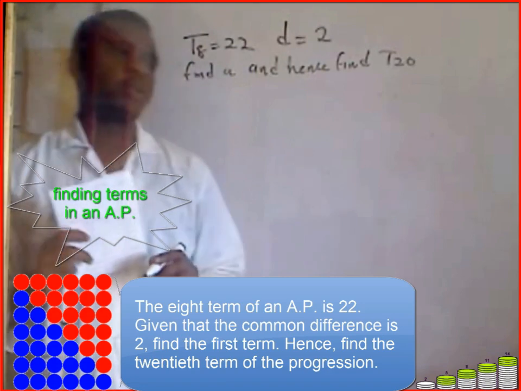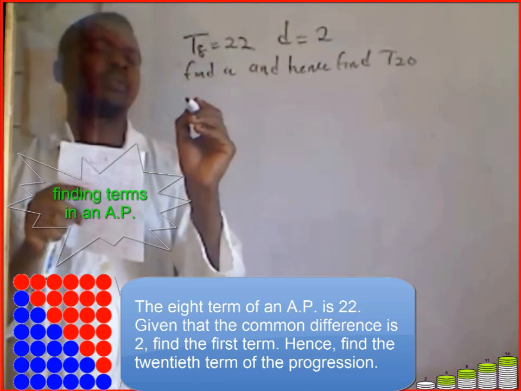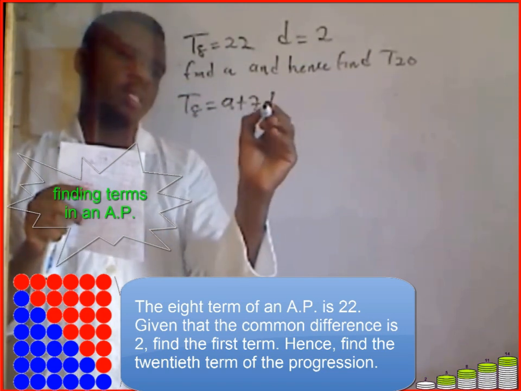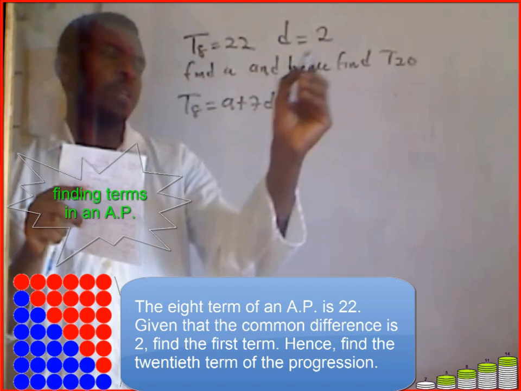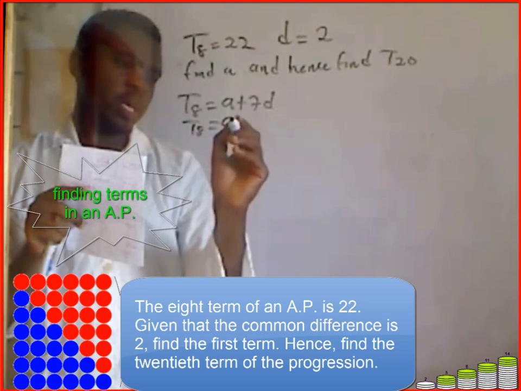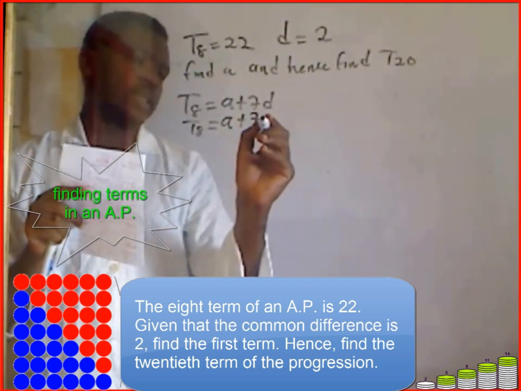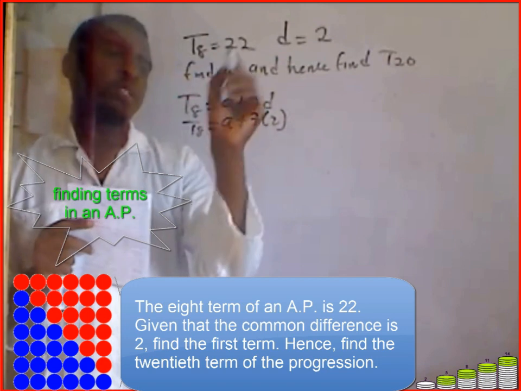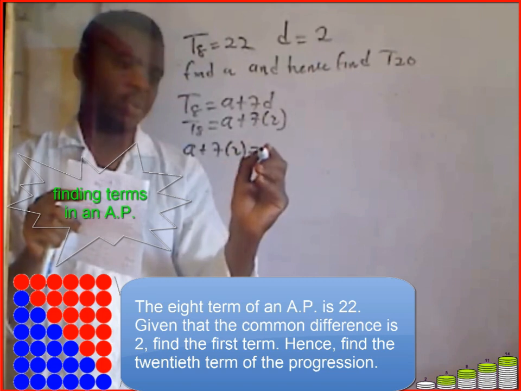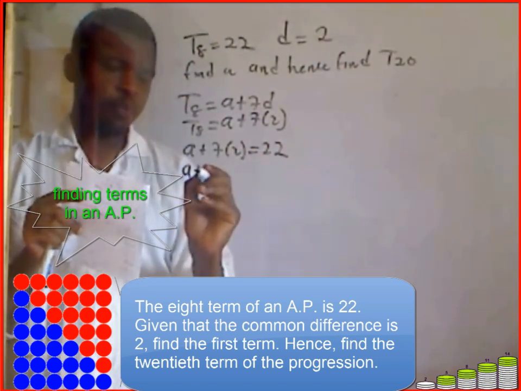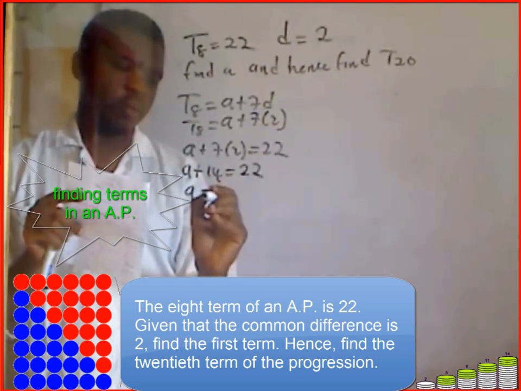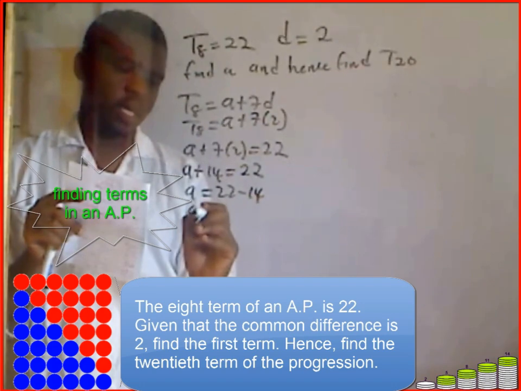The eighth term, going from our general term, we say T8 is equal to A plus 7D. What are we saying here? The value of D has been given. This is T8 is equal to A plus 7 times 2. Our T8 is equal to 22. We are saying here that A plus 7 times 2 is equal to 22. A plus 14 is equal to 22. A is equal to 22 minus 14. A is equal to 8.